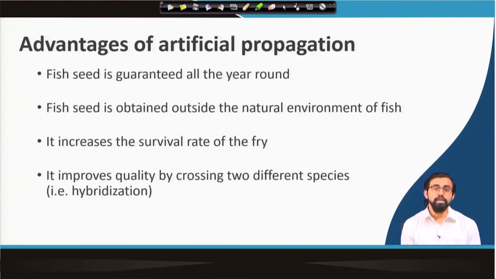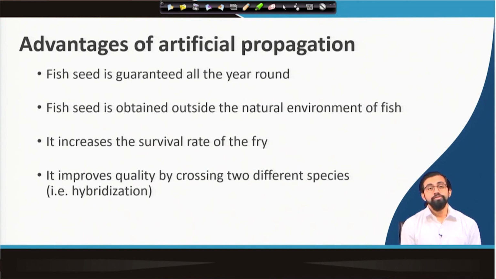So, what are the advantages of this artificial propagation? Definitely, fish seed is available all year round, because in the other cases you have to worry about particular breeding seasons. If it is natural propagation or semi-natural propagation, then you have to worry about the breeding season, and only in this particular season can you supply the particular criteria so that they will breed themselves. But in case of artificial propagation, you don't have to worry about that. It can be done all year round.